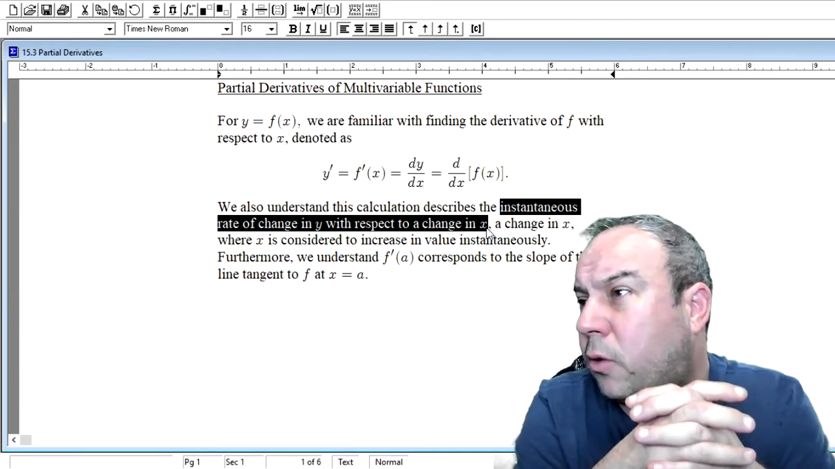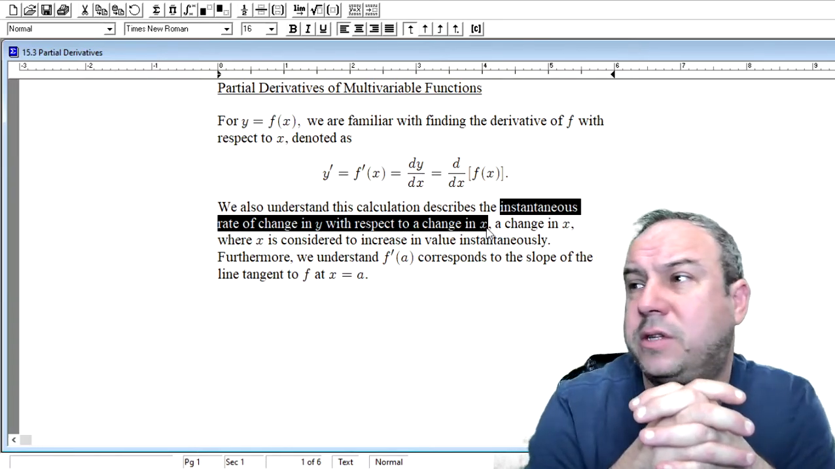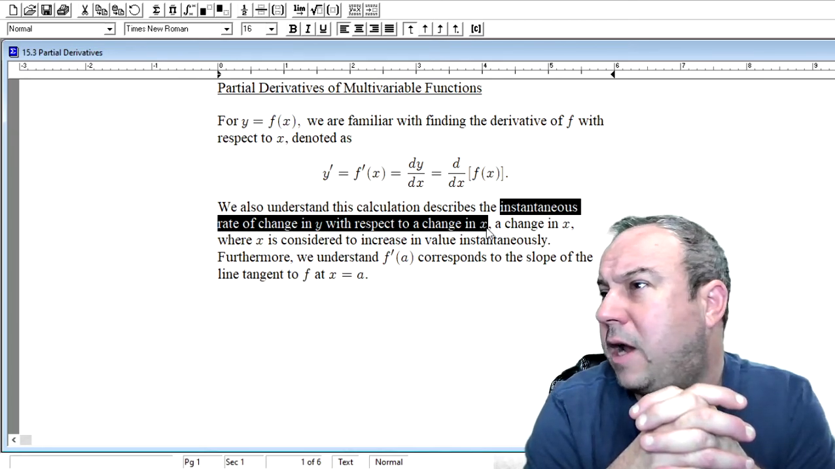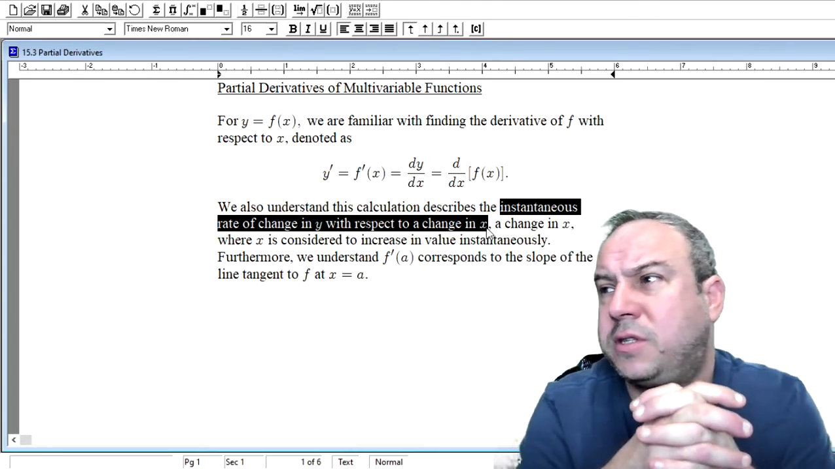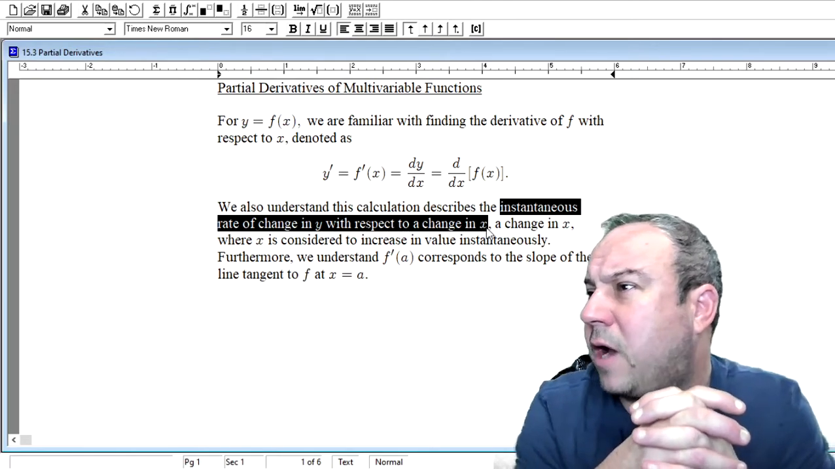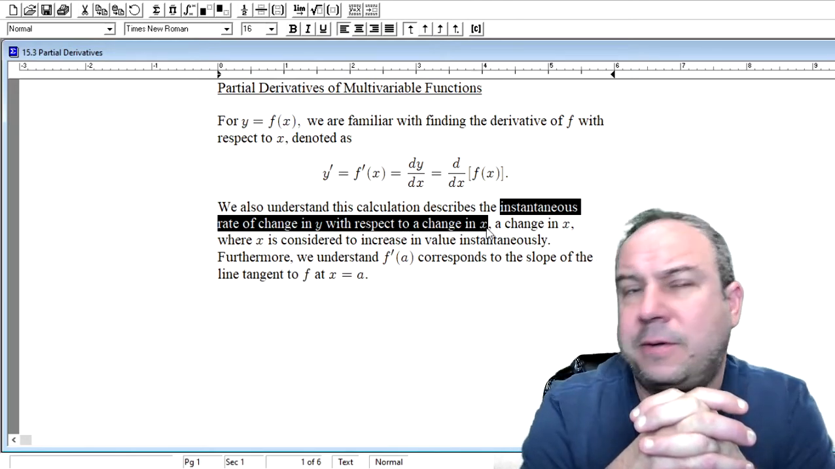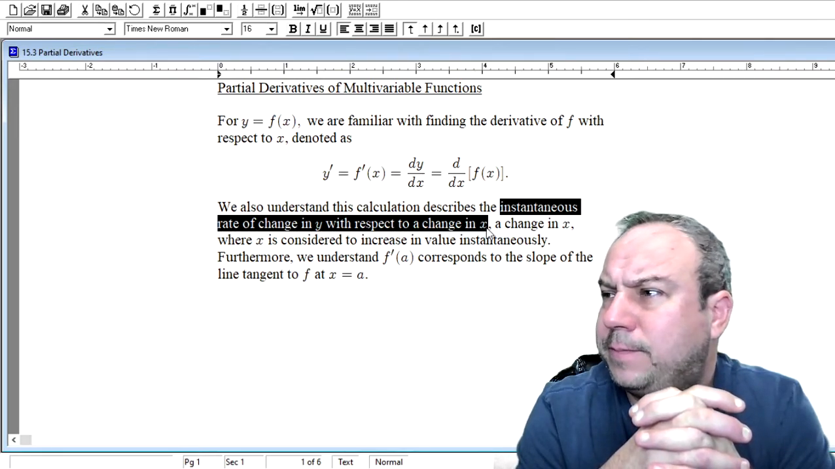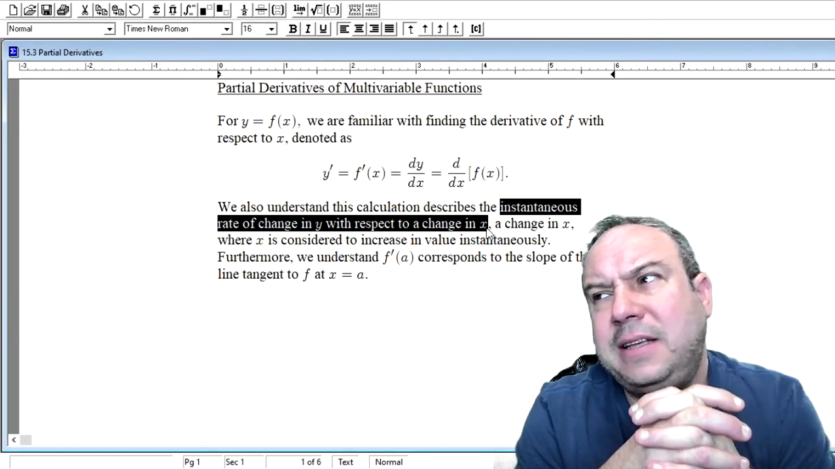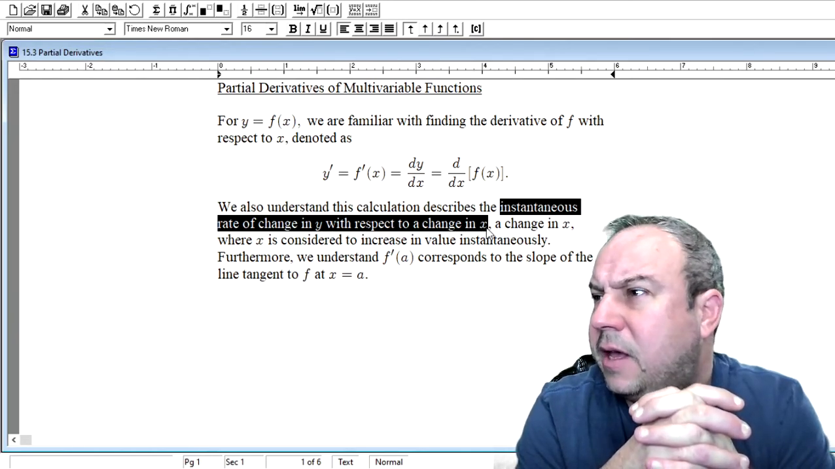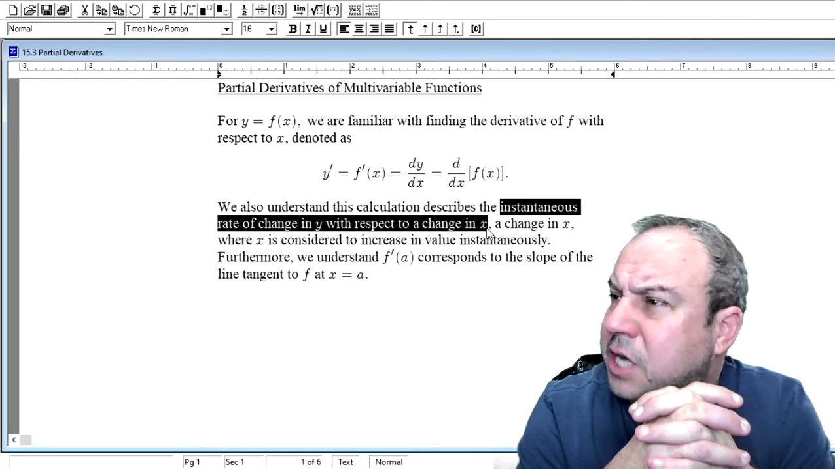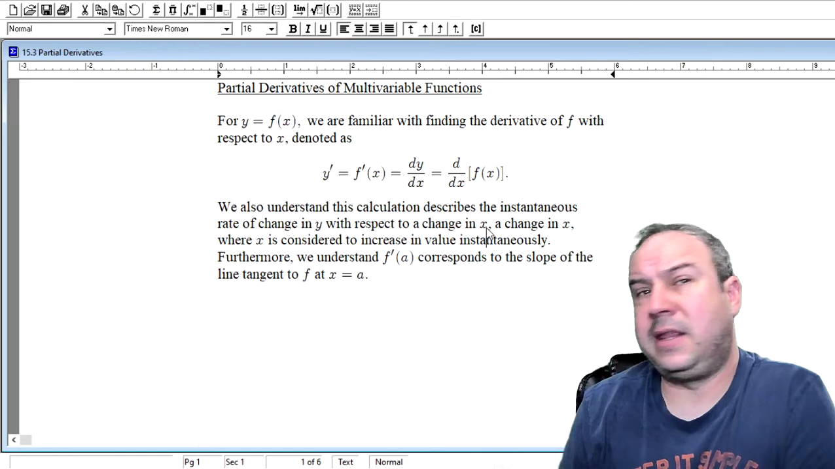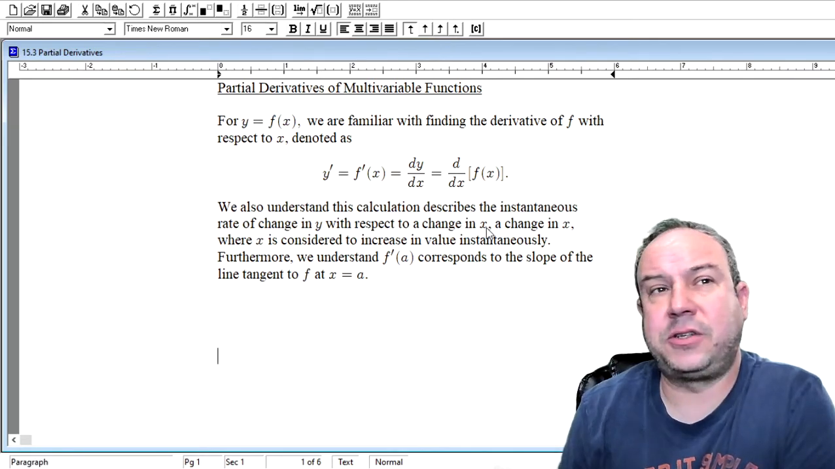Some approaches on points produce no change, whereas some approaches of points will produce certainly great and positive change, whereas some approaches on points will produce perhaps great and negative changes. So there's an infinite number of ways to pass through a point. And that leads to an infinite number of ways to examine instantaneous rate of change, unlike what we saw in the case for single variable functions here.